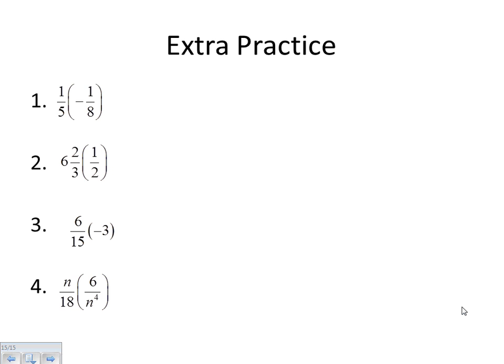Okay. Now here are a couple extra example problems. And I would like you to try these now, and we will go over them. And I will check for them to be complete tomorrow in class. Good luck.